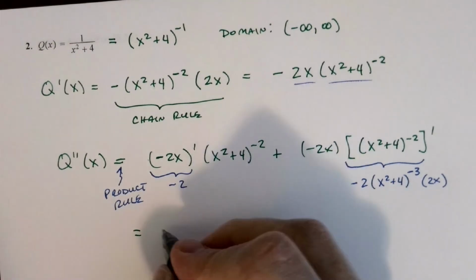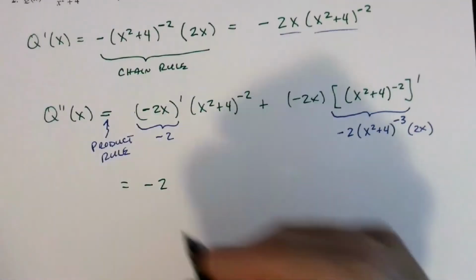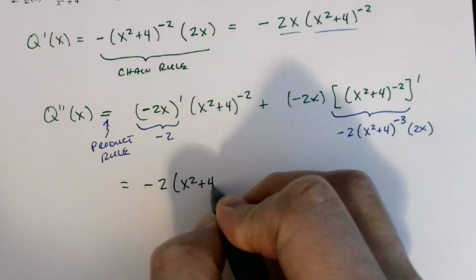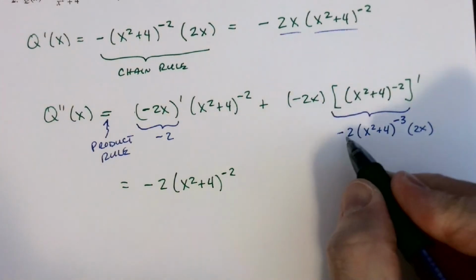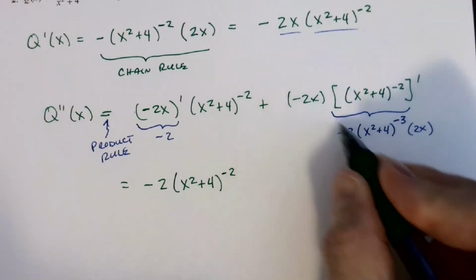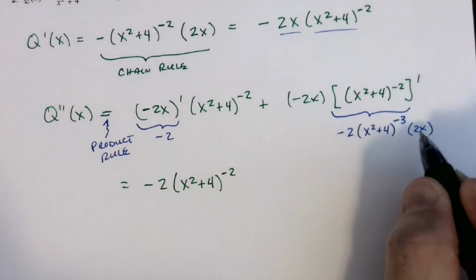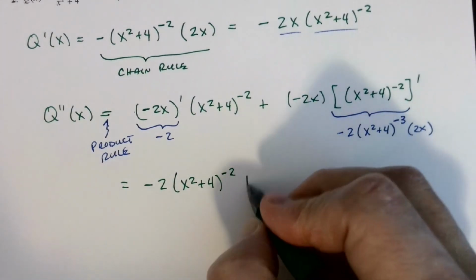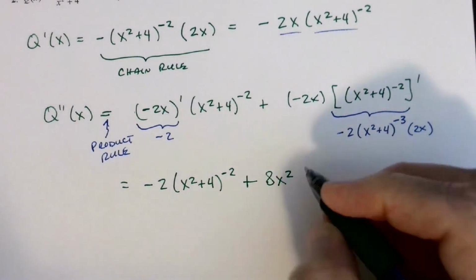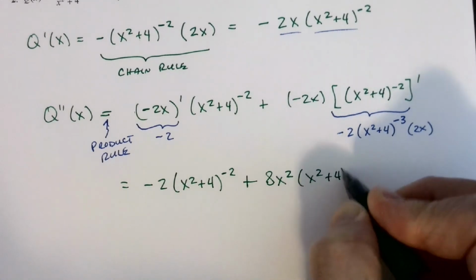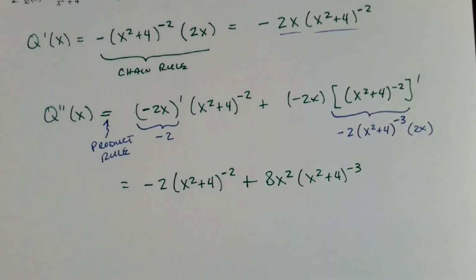So if I clean this up a little bit, I get negative 2 times x squared plus 4 to the negative 2. And then here, be careful, I've got negative 2x times a negative 2 is positive 4x times 2x. 4 times 2, 8, x times x, x squared. So this times that, and then I have this x squared plus 4 to the negative 3. There's my second derivative. Now, what I would like to do is factor this, just like I factored the last one.